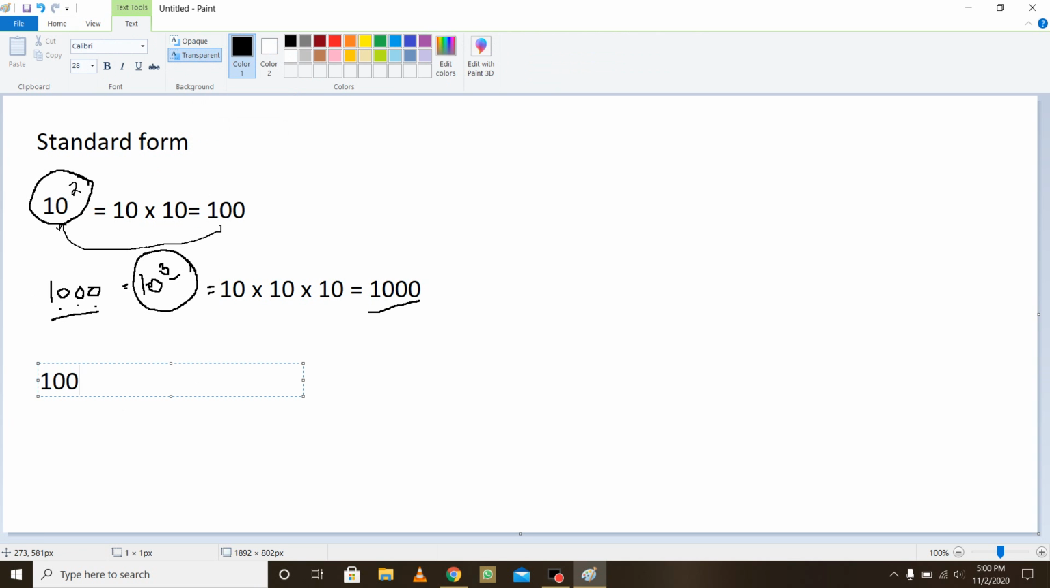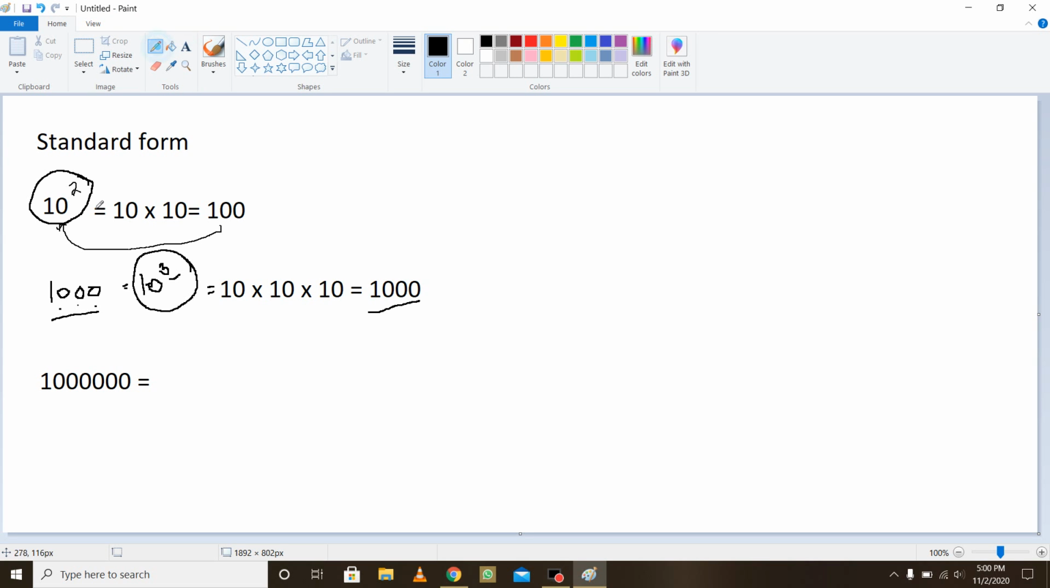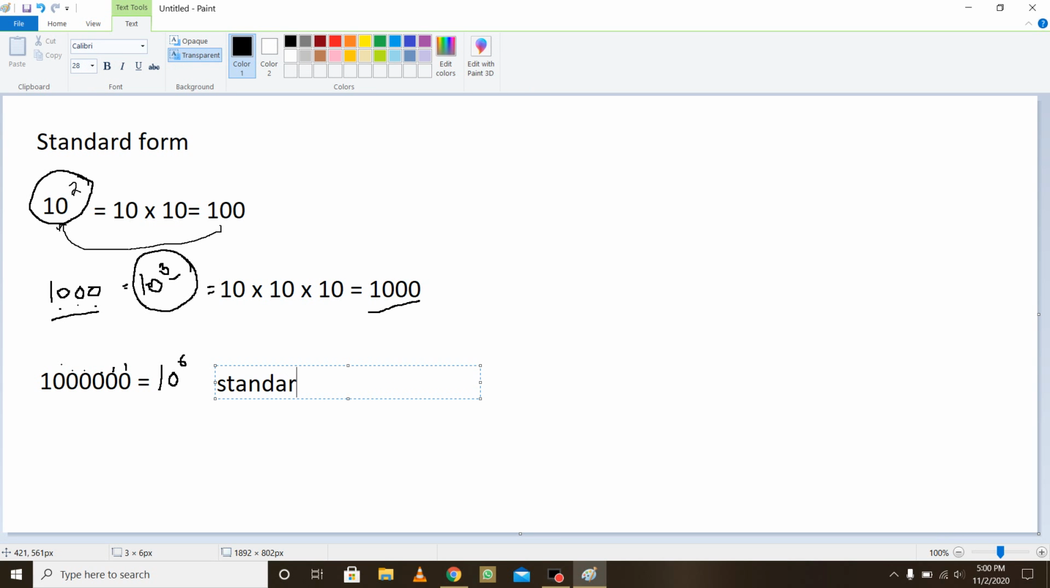Let's look at some other big numbers. How can we write this number in the standard form? We'll have to count the zeros again. There are 1, 2, 3, 4, 5, 6 zeros. So we can write this number like this: 10 raised to the power 6. So this would be the standard form of this number.